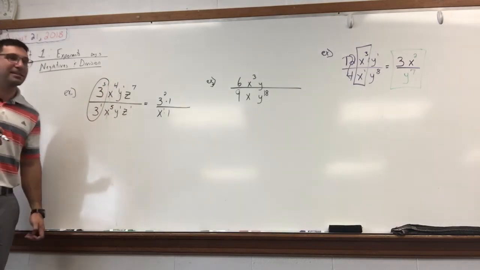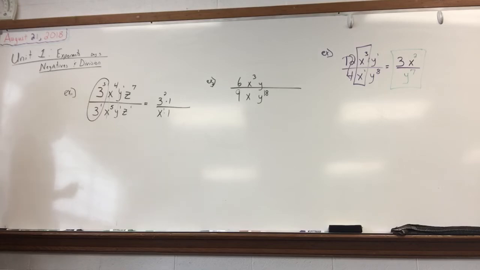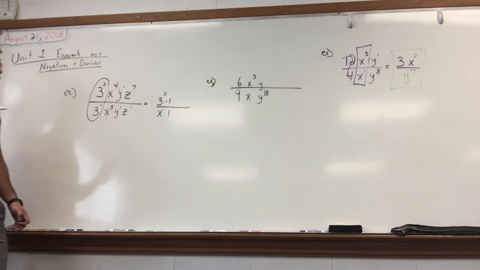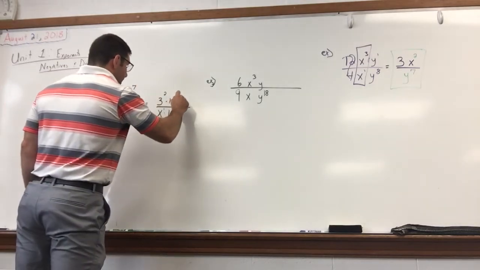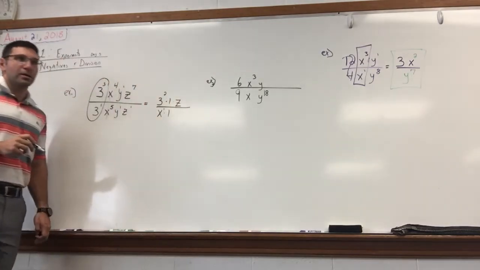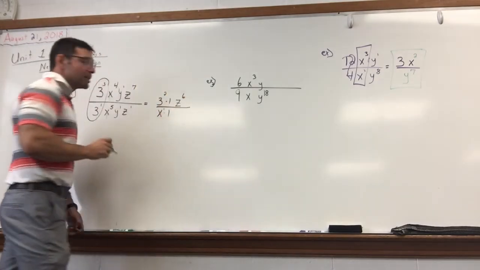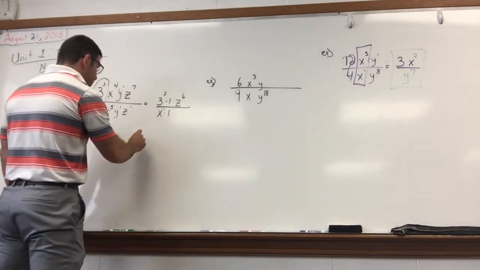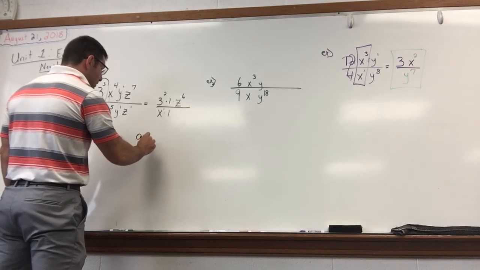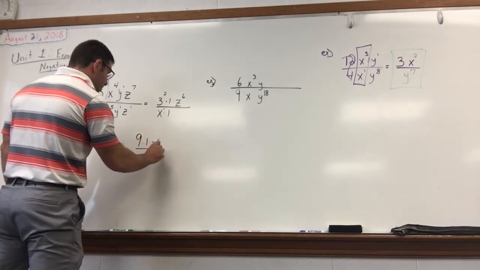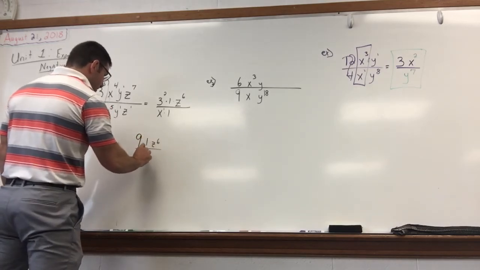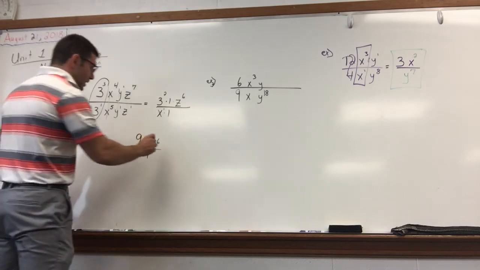Now we're talking about the z's. B, where's the bigger z? Numerator or denominator? Numerator. So I put times z. I subtract 7 minus 1 is 6. So let's start simplifying. 3 squared is 9 times 1 times z to the 6th over x to the first times 1. We done? Not quite.